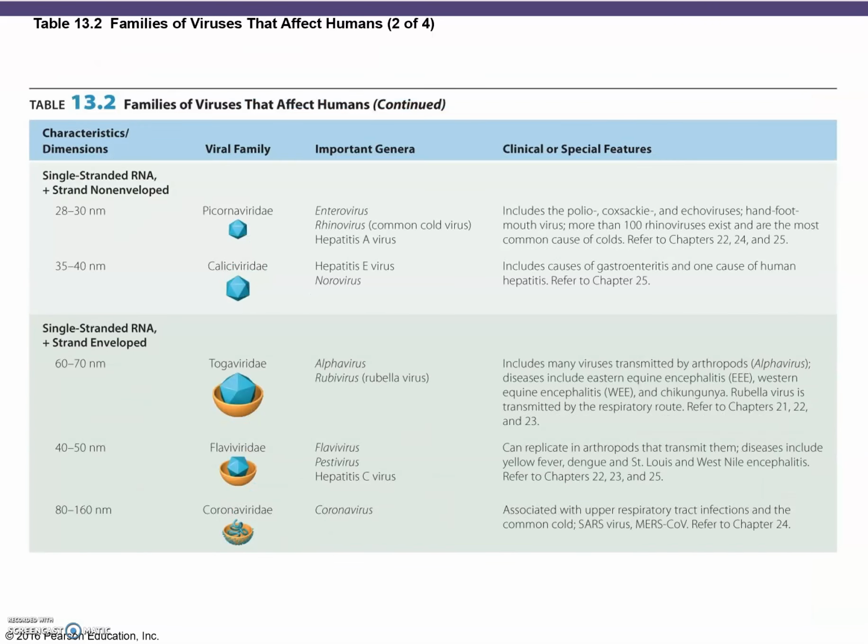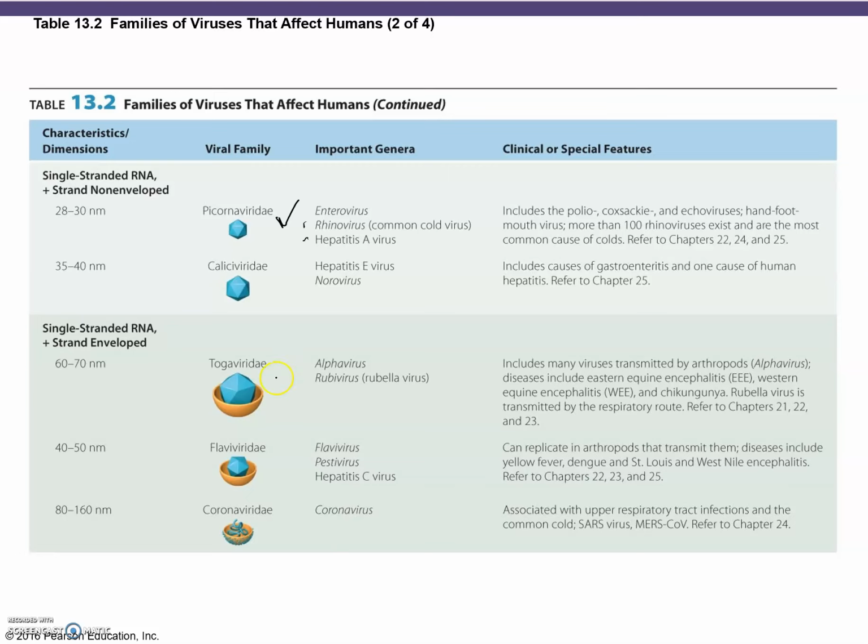Next, the category of single-stranded RNA viruses, the plus strand non-enveloped ones. Then we have the Picornaviridae. We talked about these earlier, so you should take a look at that. There are the rhinoviruses and hepatitis A virus, very important ones. And then Caliciviridae, not so important for you guys, you don't really need to know about them.